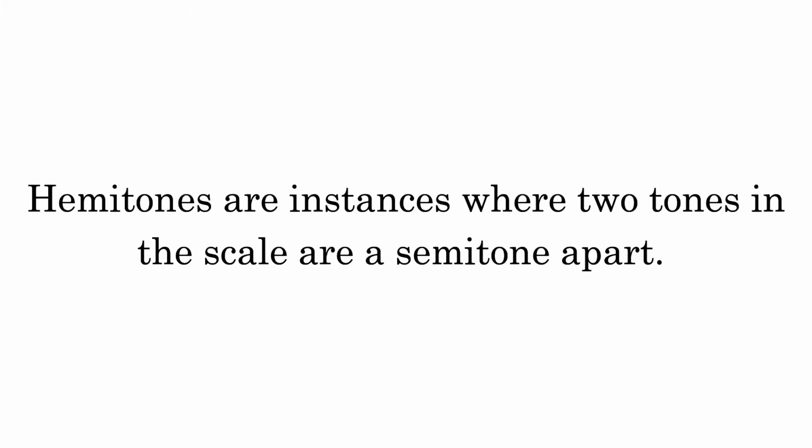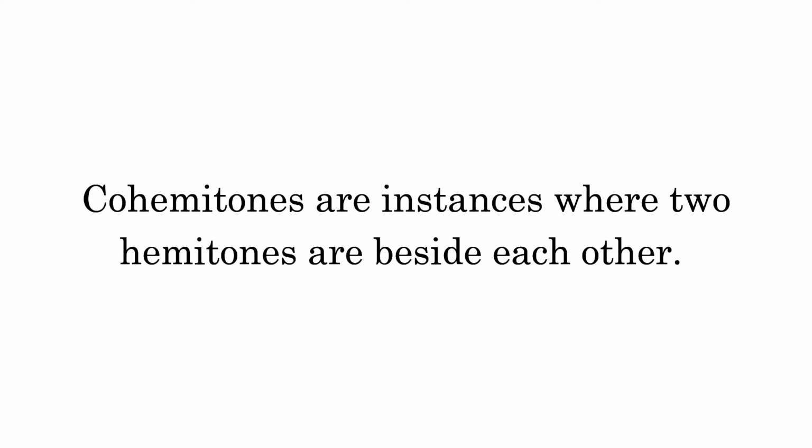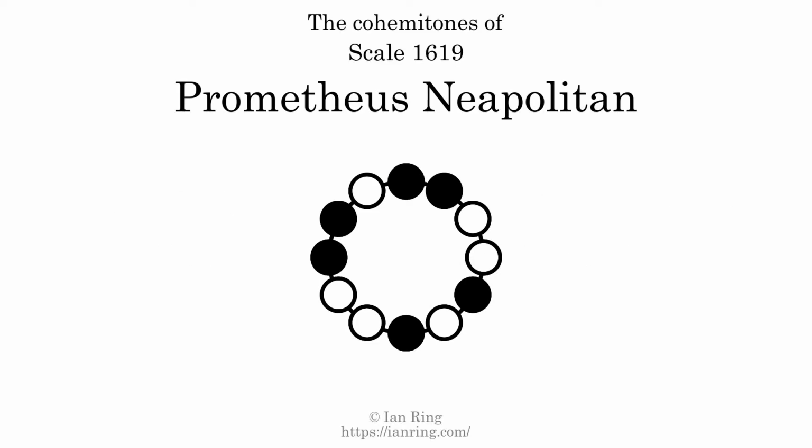Hemitones are instances where 2 tones in the scale are a semitone apart. This scale has 2 hemitones. They are at positions here, and here. Cohemitones are instances where 2 hemitones are beside each other. This scale has no cohemitones.